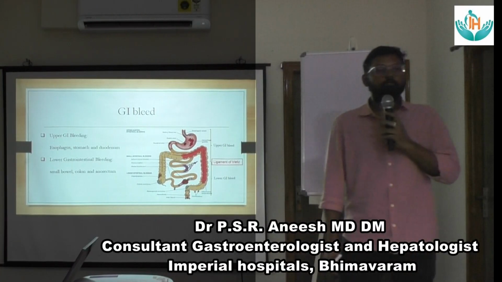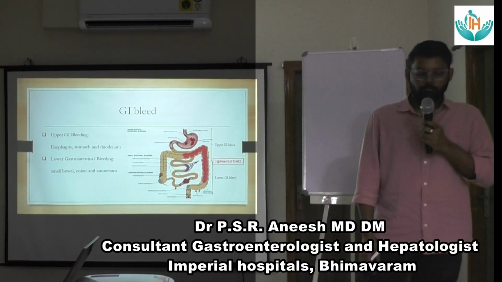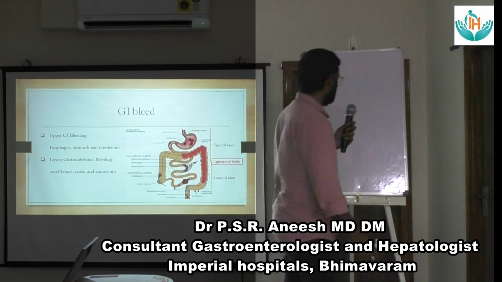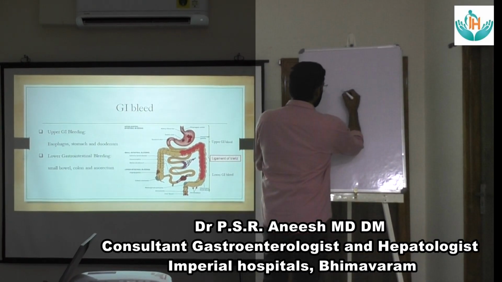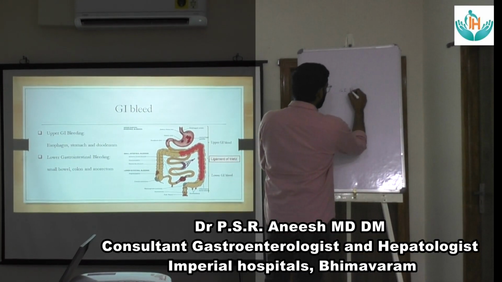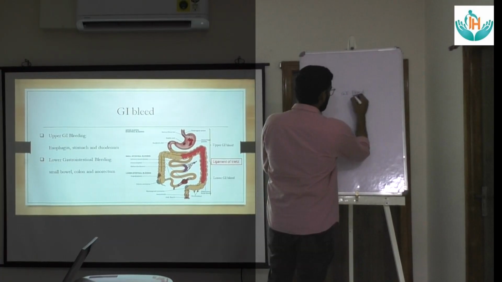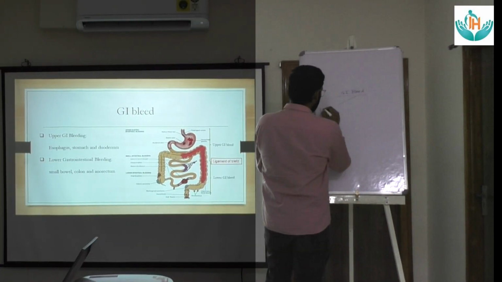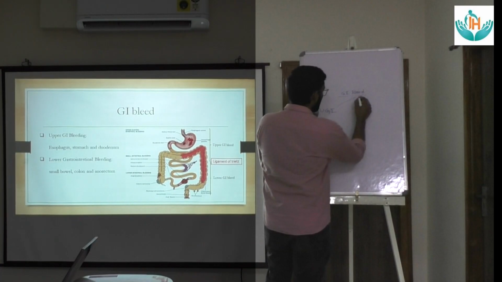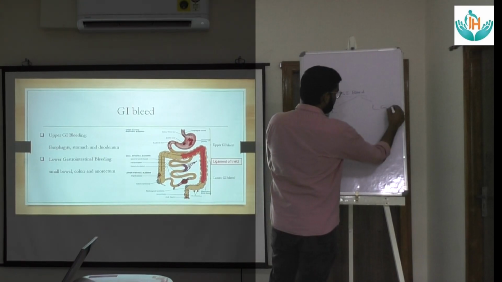To discuss management of upper GI bleed. First of all, what is GI bleed? As Sir already discussed, bleeding from the GIT is considered as GI bleed. It is broadly classified into upper GI bleed and lower GI bleed.